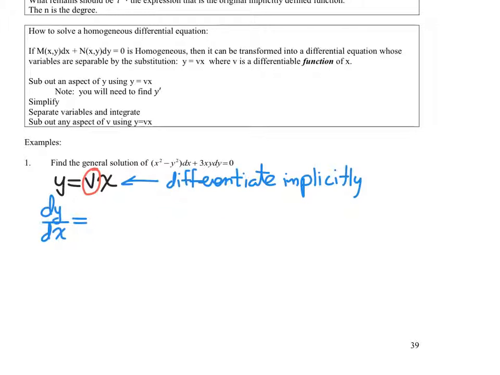All right, so I'm going to apply the product rule. The first function, which is v, multiplied by the derivative of the second. Well, what's the derivative of x with respect to x? 1, so I'm going to leave that alone. Plus the second function, which is x, multiplied by the derivative of the first. What's the derivative of the v function with respect to x? V prime, or we could say dv dx.